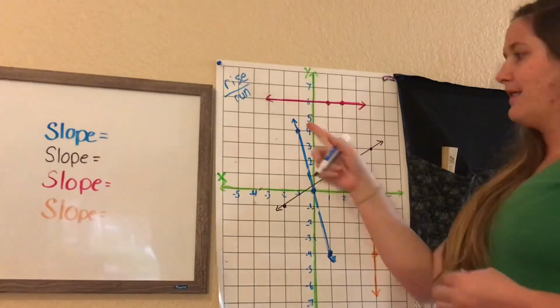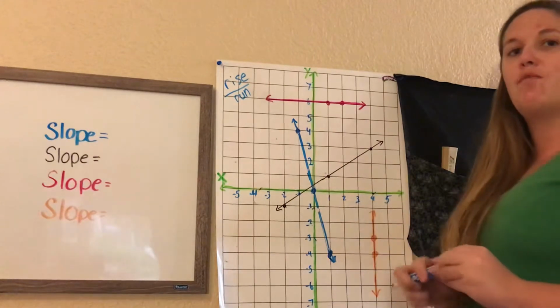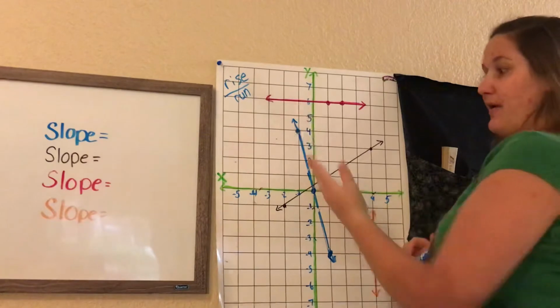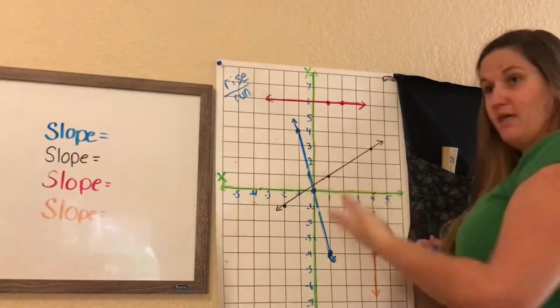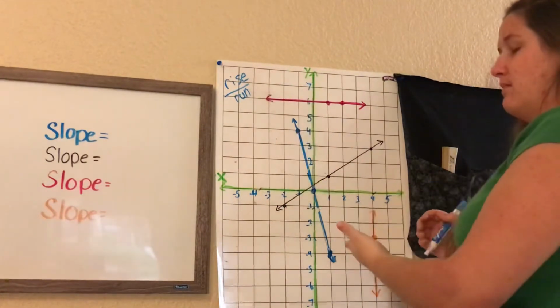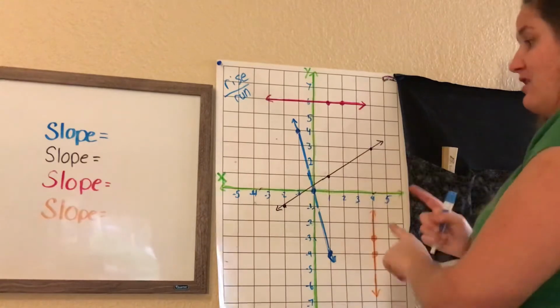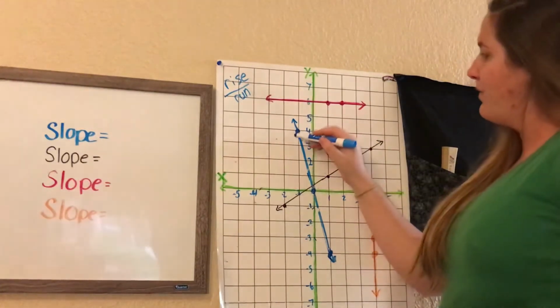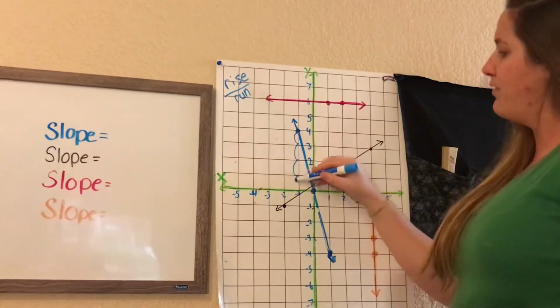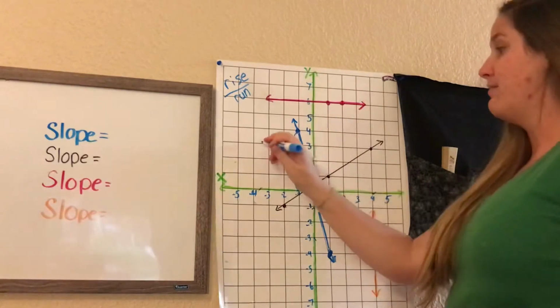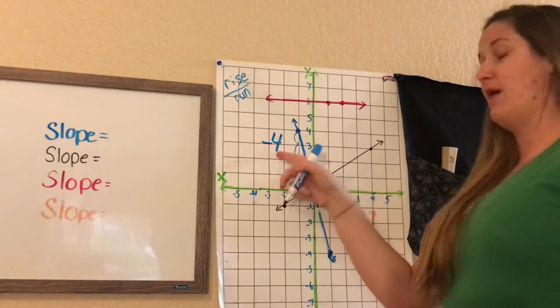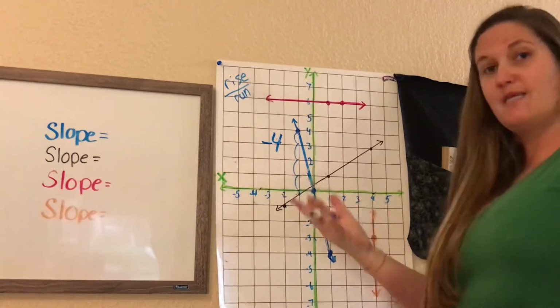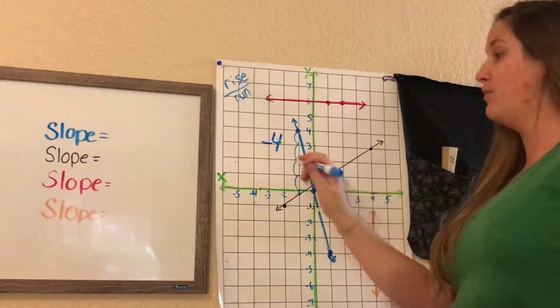So let's take a look at this blue line. When it says rise over run, but it appears to be going in a negative or dropping direction, so it's going down to the right, up to the left. When we're looking at our rise, we may actually see 1, 2, 3, 4 that we're dropping. So instead of a rise of 4, make it a negative 4. That tells us that it's a negative slope.